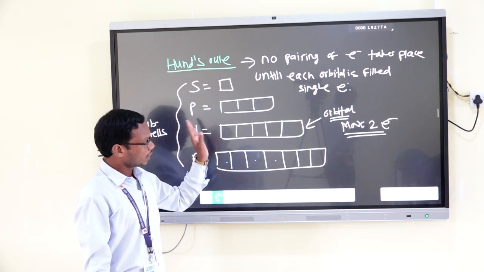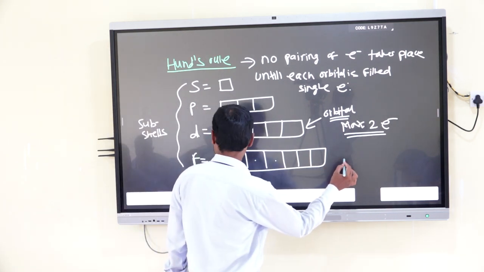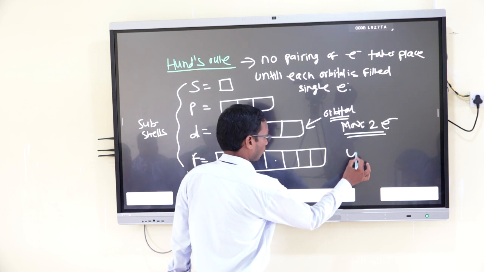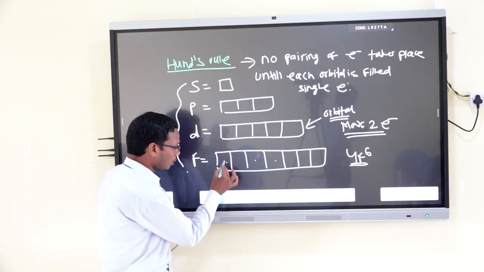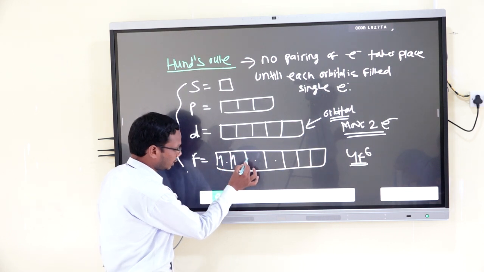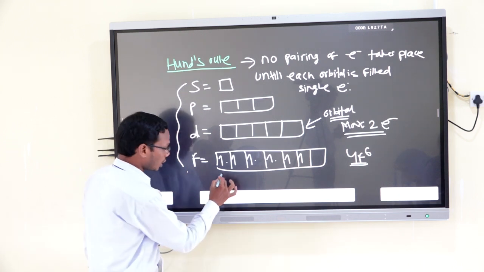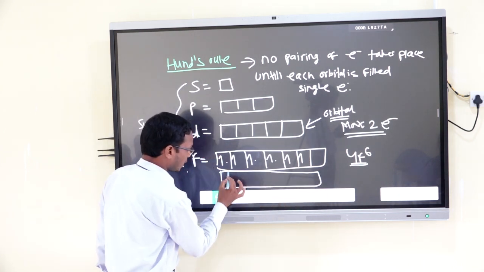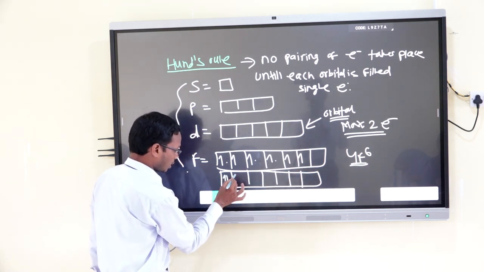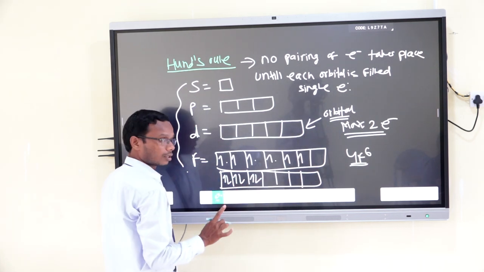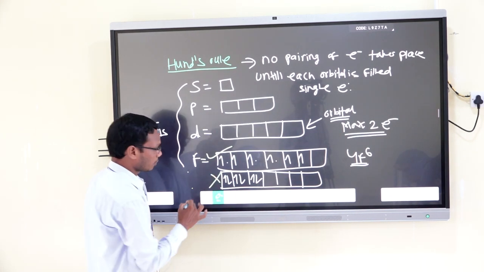What does this rule say? This rule says that first you have to fill single electrons. Suppose I say 4f6. Then how to fill? First 1, 2, 3, 4, 5, 6. First fill single electrons, not like the other way. There are 7 orbitals, 1, 2, 3, 4, 5, 6, 7, and 6 electrons. Remember carefully. If you make it like this, it is right; if you make it like that, it is wrong.